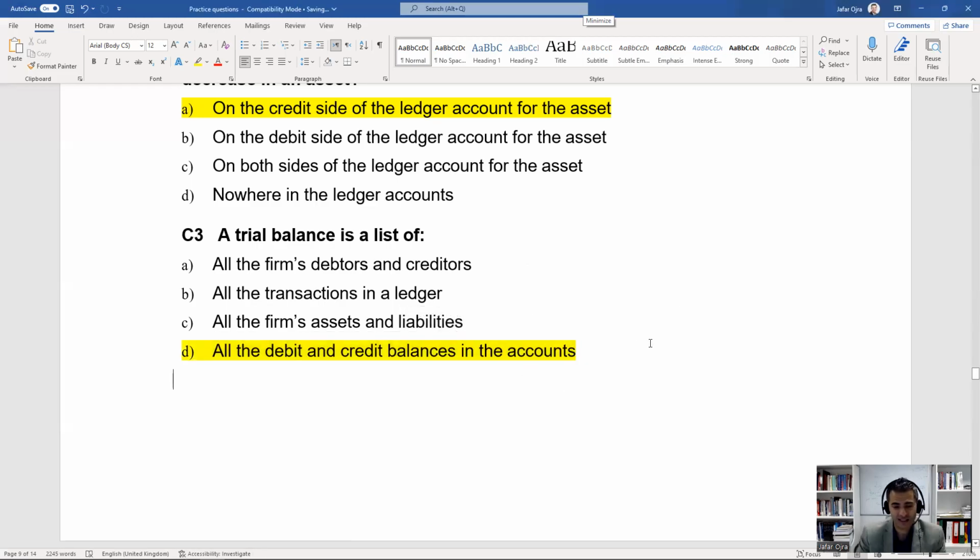So the answer is D. You do the trial balance after you record the T accounts and after you balance off the accounts. This is the final step, in which you prepare the trial balance. One side is debit and the other is credit, and both should equal each other.